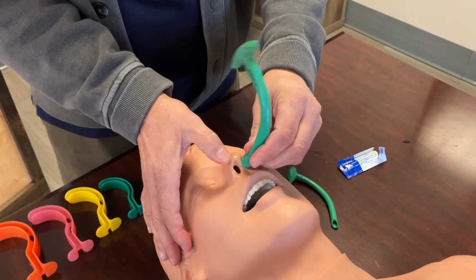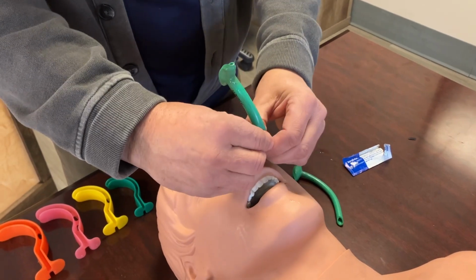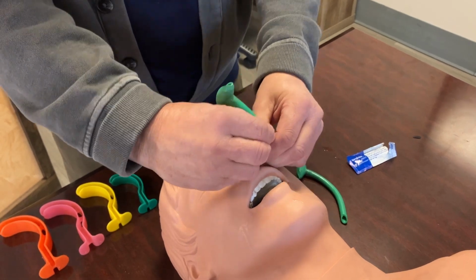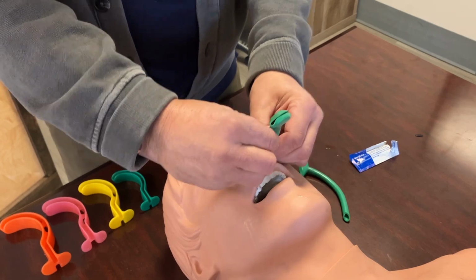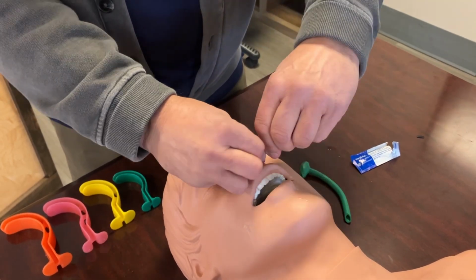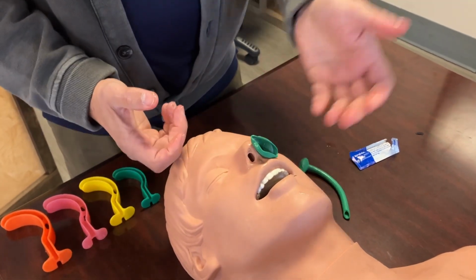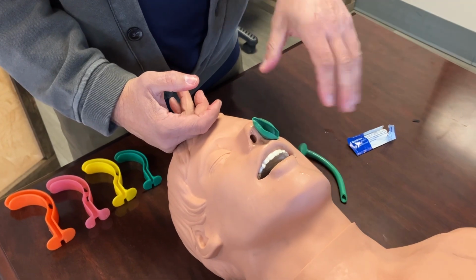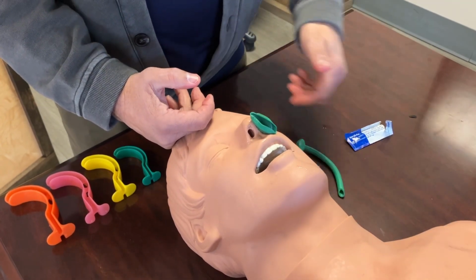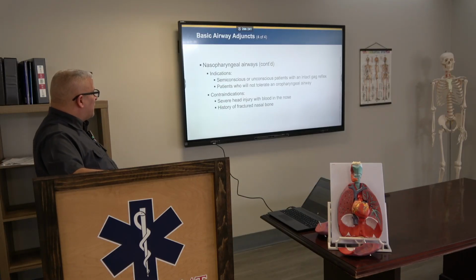We'll have gloves on when we do this. We'll guide it in, and then you're going to turn it. As we turn it, it'll follow the airway into the back of the throat. There we go. Now that it's in, we can go ahead with the BVM and ventilate the patient, and that'll give us direction to the airway. So that's the NPA, the nasopharyngeal airway.